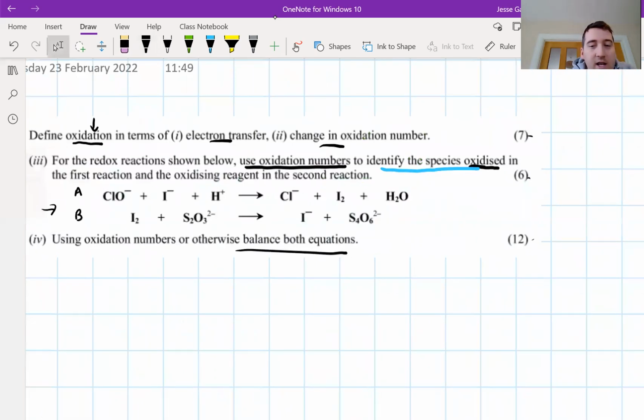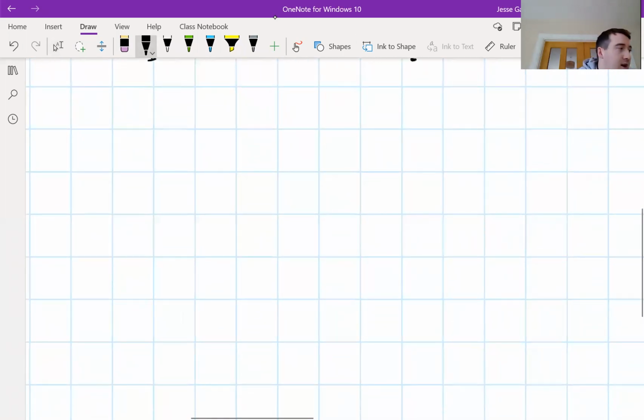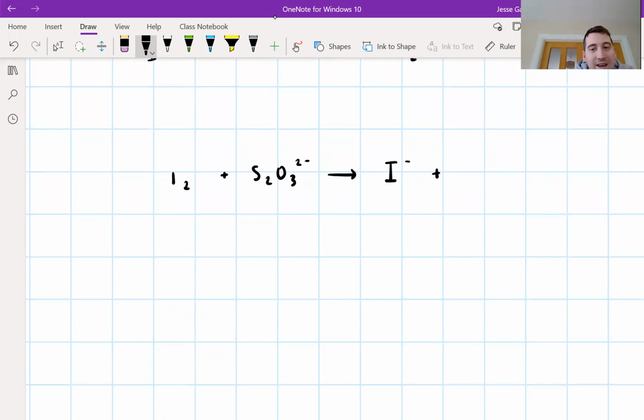So I need to write down the second equation, but I'm going to leave a bit of space underneath for my balancing. I'm writing down my second equation. This is what you should write down: I2 plus S2O3 2- react to give I- plus S4O6 2-.